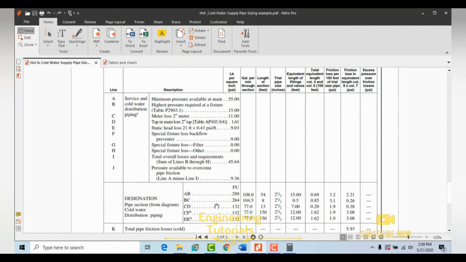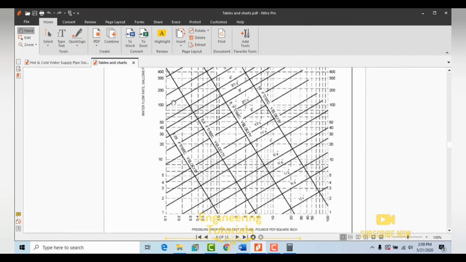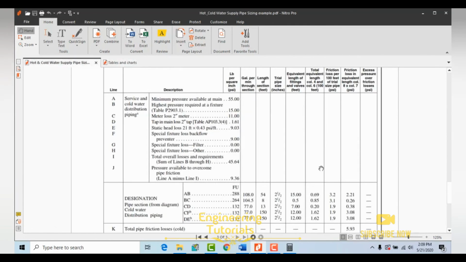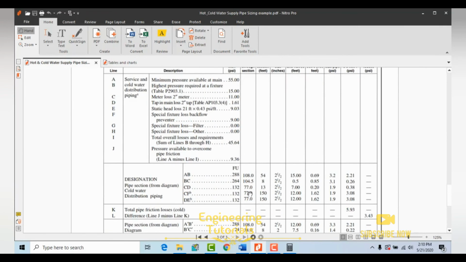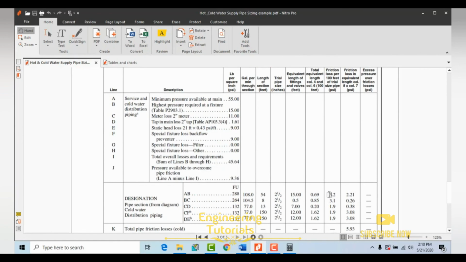And the next one, we have C to D, we have 77 GPM and 2.5 inch trial pipe size. So we need to know what is the friction loss. So 77, between 70 and 80, it's over here, 2.5 inch, almost touching 2.5 inch here. If we go below, it's somewhere before 2, maybe 1.85 or 1.9 we can take. So 1.9, same over here, 77 GPM, 1.9. So this is the actual friction loss per 100 feet based on our trial pipe size of 2.5 inches.